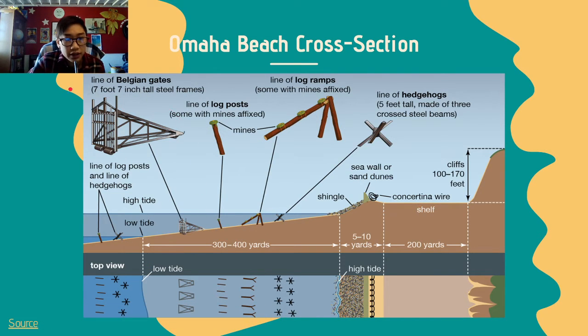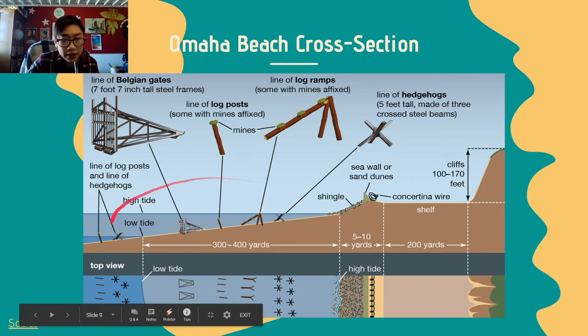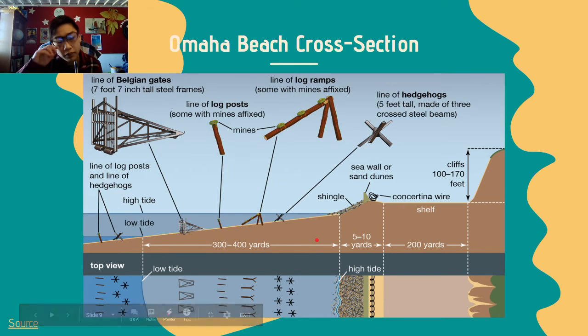Next, we have the line of Belgian gates, which are 7-foot, 7-inch tall steel frames. And then next we have a line of log posts. Some had mines, along with some log ramps, which also had mines. And then we have more hedgehogs, which are 5 feet tall and made from 3 crossed steel beams. These are all to prevent tanks and other land vehicles from getting through to this area.